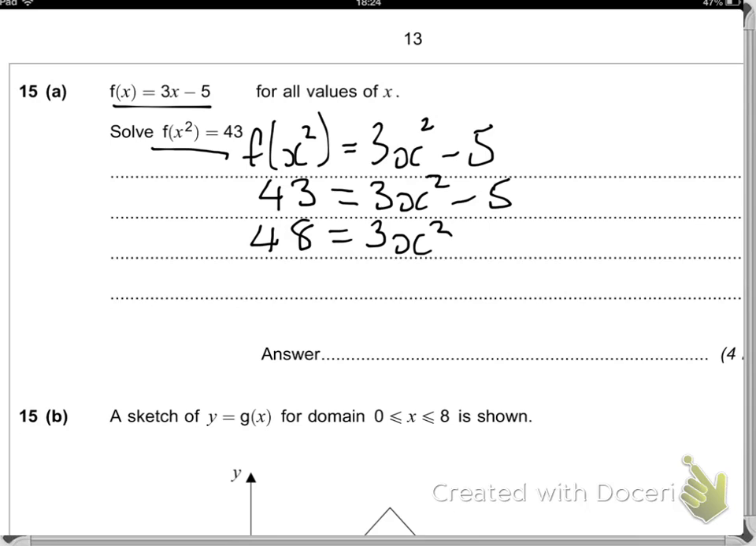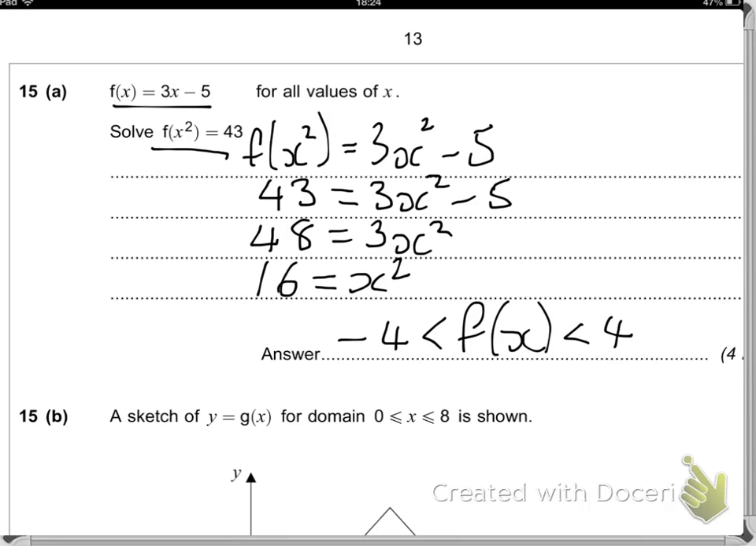Next thing you need to do is get rid of the 3. 48 divided by 3 is 16, which is equal to x squared. And what you've got to do is find all values of x. So the square root of 16 is between 4 and minus 4. So our values are 4 and minus 4.